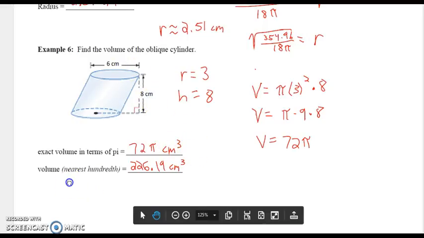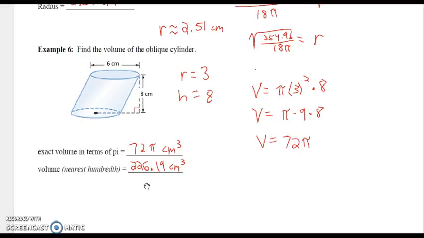And if I ask you to round to the nearest hundredth, you would just do 72 times pi, enter in your calculator, and you round to 2 decimal places. That's it. So that's the cylinder. We're going to learn a couple other formulas for different solids, and just going forward, just remember pi r squared h. It's the area of the base times the height.